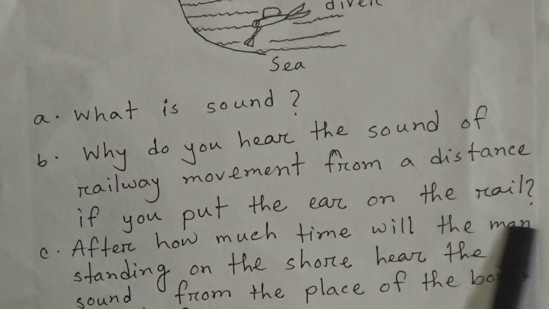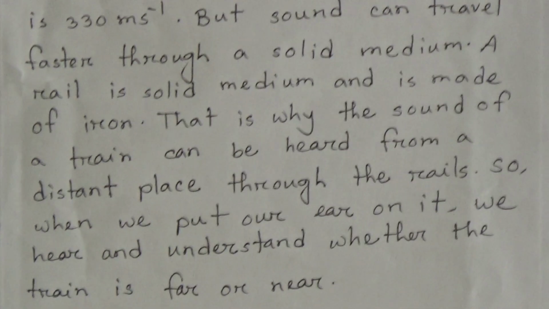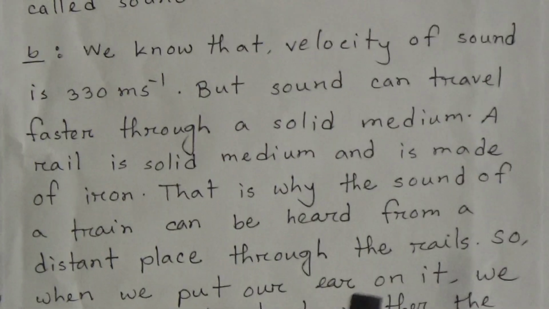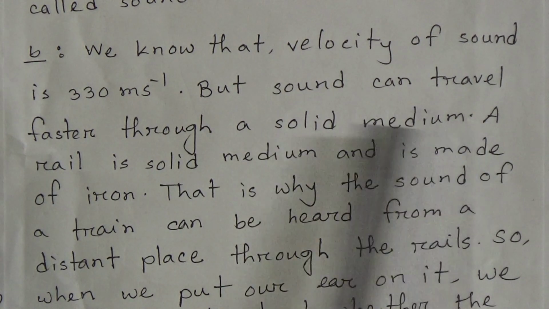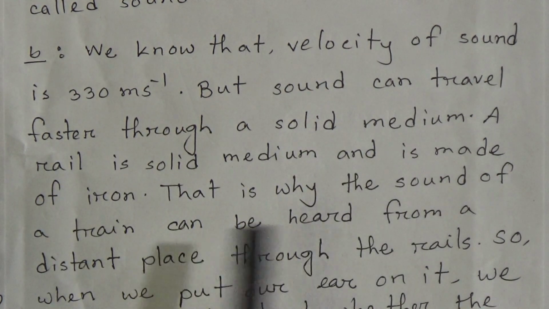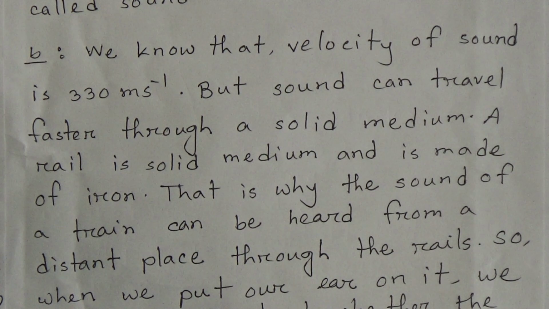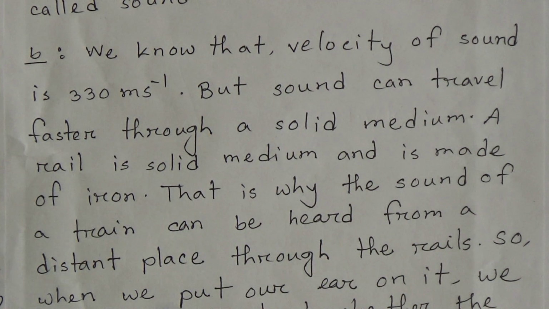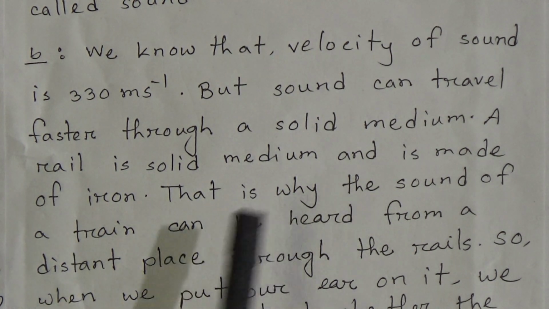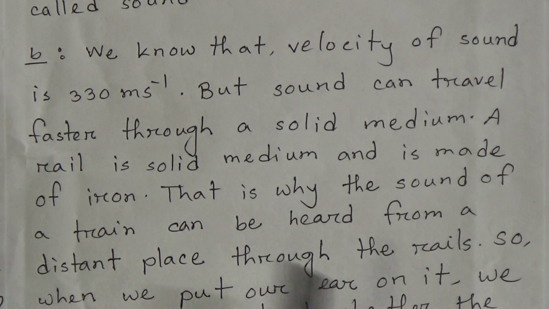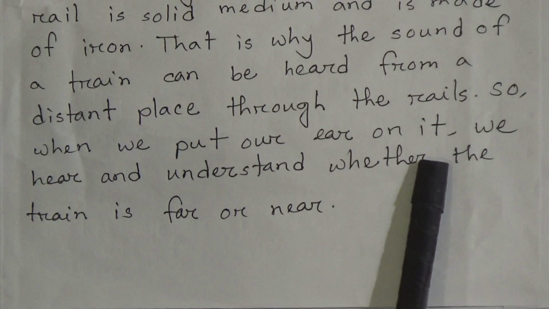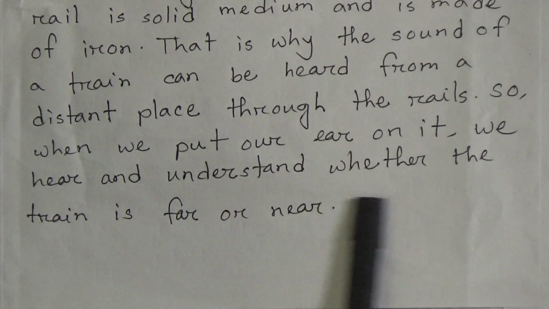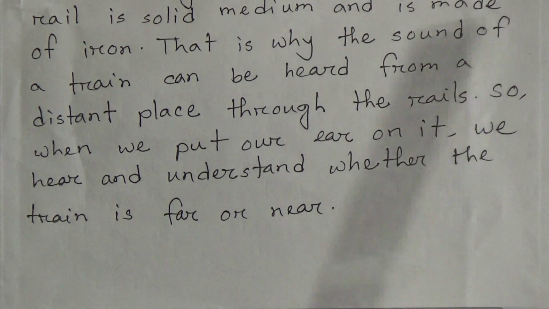Question number B, why do you hear the sound of railway movement from a distance if you put the ear on the rail? My dear students, we know that the velocity of sound is 330 meter per second, but sound can travel faster through a solid medium, then liquid medium, and then gaseous medium. That's why the rail is a solid medium, and it is made up of iron, and that's why the sound of the train can be heard from a distant place through the rail. So when we put our ear on it, we hear and understand whether the train is far or near.